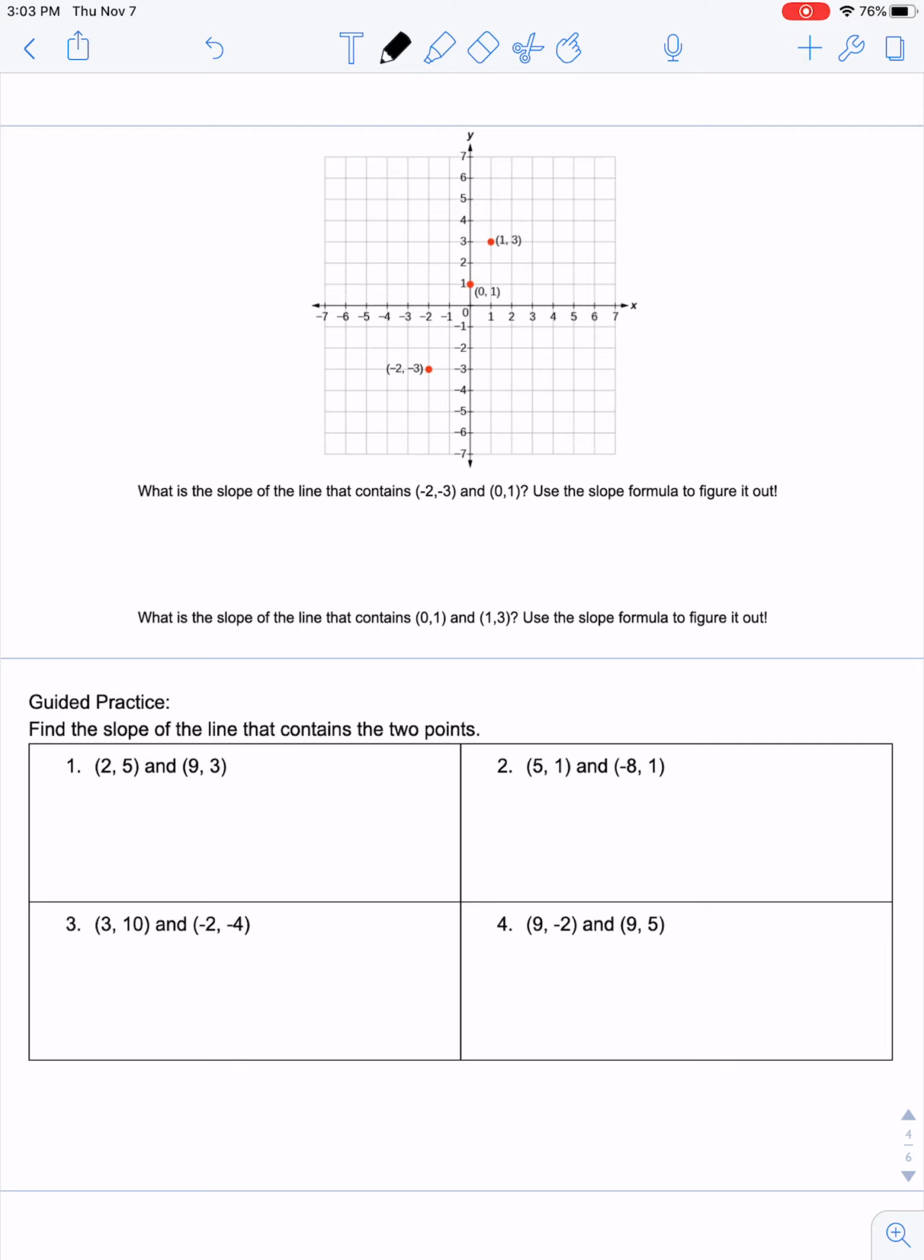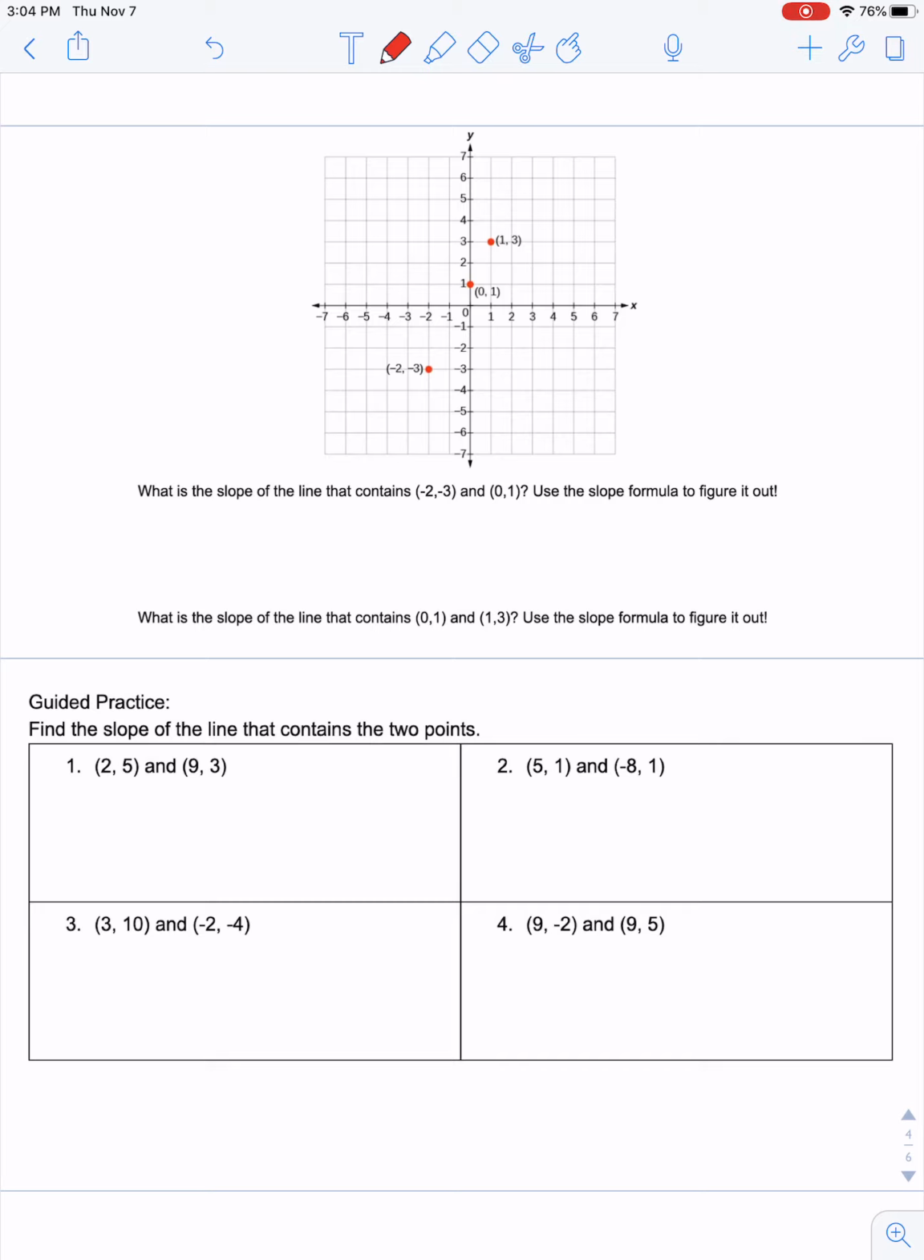Let's review a little bit. We know that from the finding slope from a graph notes, we figured out we can do rise over run. Number 1 says, what is the slope of the line that contains (-2, -3) and (0, 1)? Use the slope formula to figure it out.